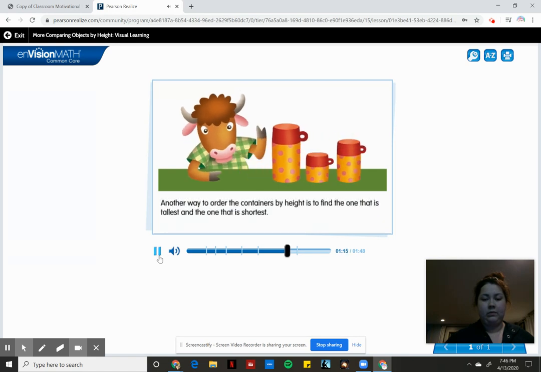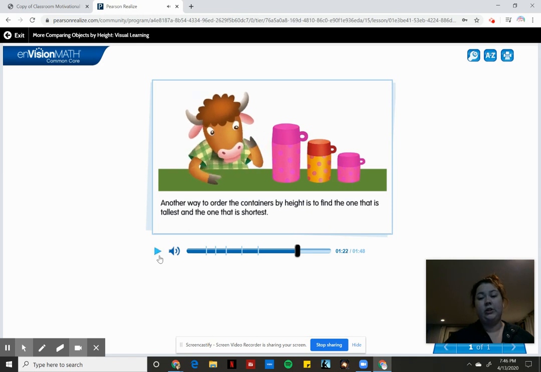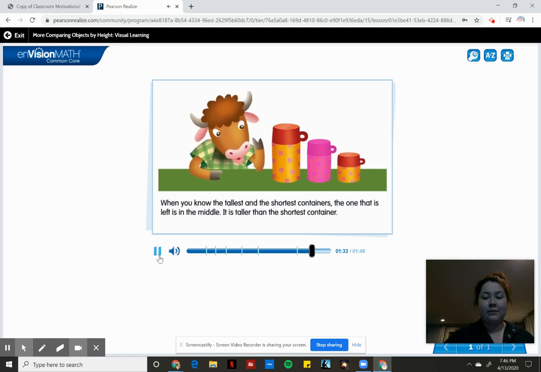Another way to order the containers by height is to find the one that is tallest and the one that is shortest. So scholars, now you can see that instead of going from shortest to tallest, we are starting with the tallest one and going down in height. When you know the tallest and the shortest containers, the one that is left is in the middle. It is taller than the shortest container. It is also shorter than the tallest container. The containers are in order from tallest to shortest.